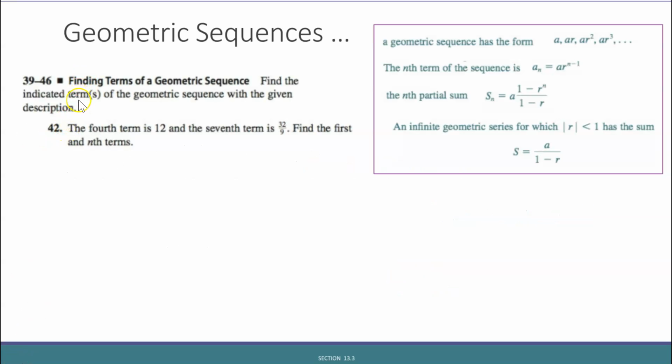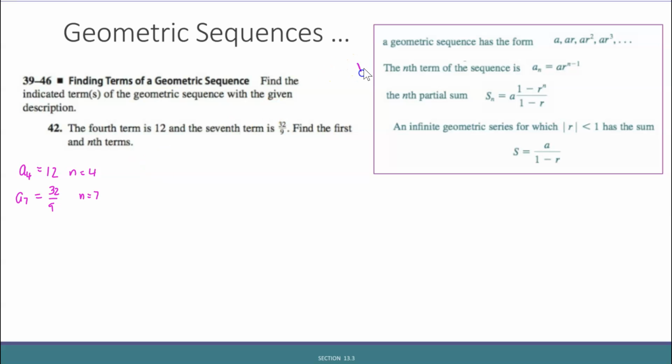Find the indicated terms of the geometric sequence with the given description. The fourth term is 12. That happens when n equals 4. The seventh term, A7, is 32 over 9. That happens when n equals 7. We want to find the first and the nth terms.